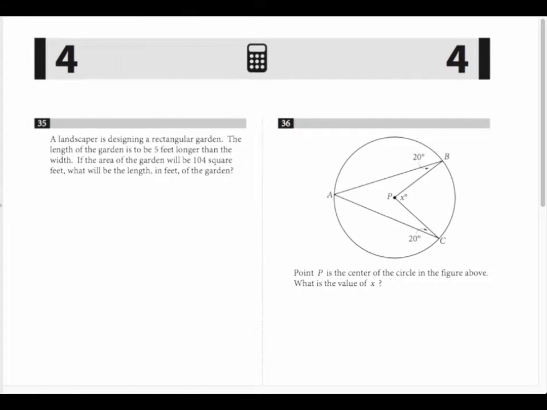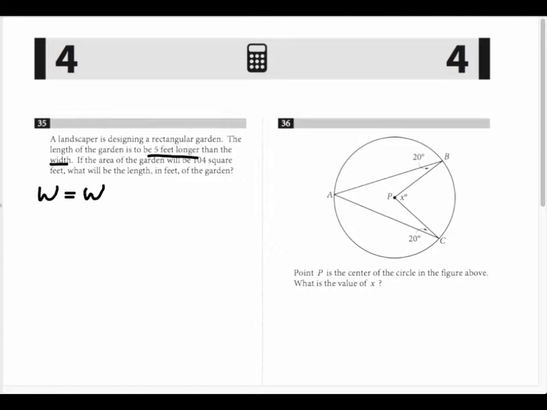All right, let's do problem number 35. Problem 35 says a landscaper is designing a rectangular garden, and the length of the garden is 5 feet longer than its width. Let's write that down before I forget. 5 feet longer than its width. What's the width? I don't know. We'll call it W.